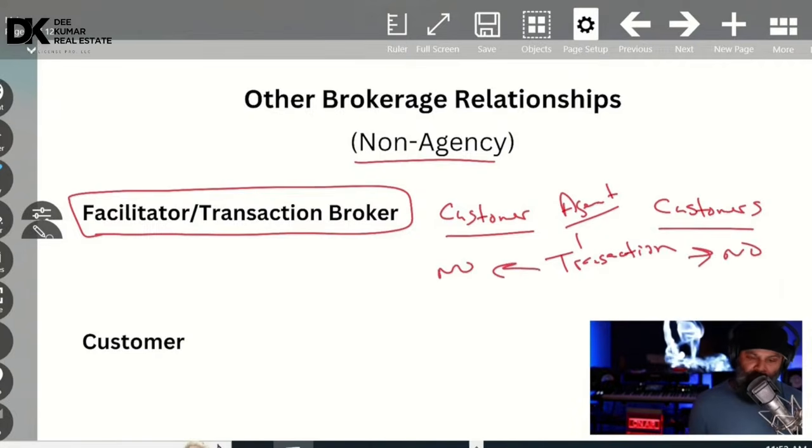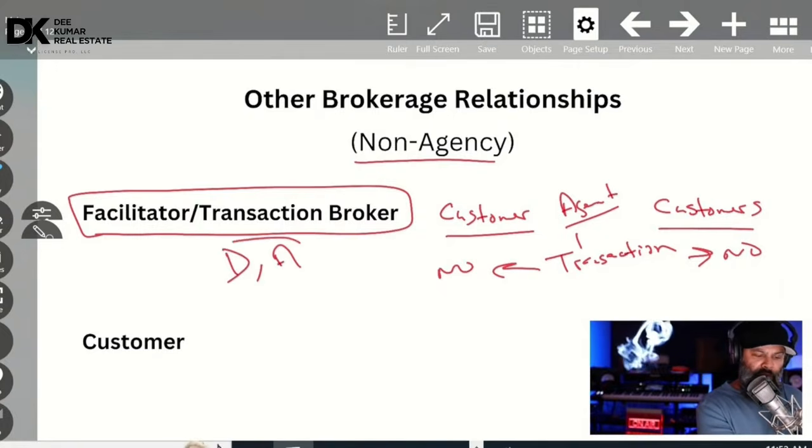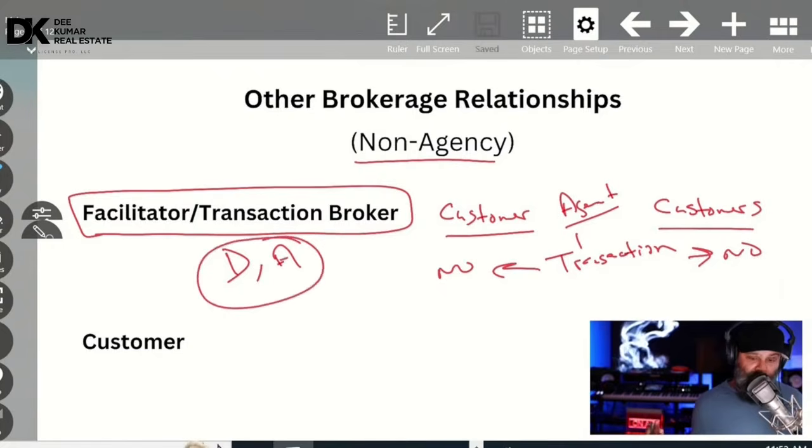So there's no fiduciary obligation. However, there are some very limited things that you owe as a facilitator. You still owe disclosure and you still owe accounting. So these are two fiduciary obligations that are still required of a facilitator.